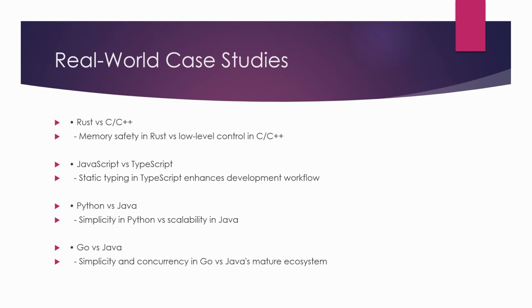Now let's examine some real-world case studies. Rust versus C++ demonstrates how Rust focuses on memory safety while C++ offers low-level control. JavaScript versus TypeScript shows how static typing in TypeScript enhances development workflows, and Python versus Java highlights simplicity versus scalability in language design.